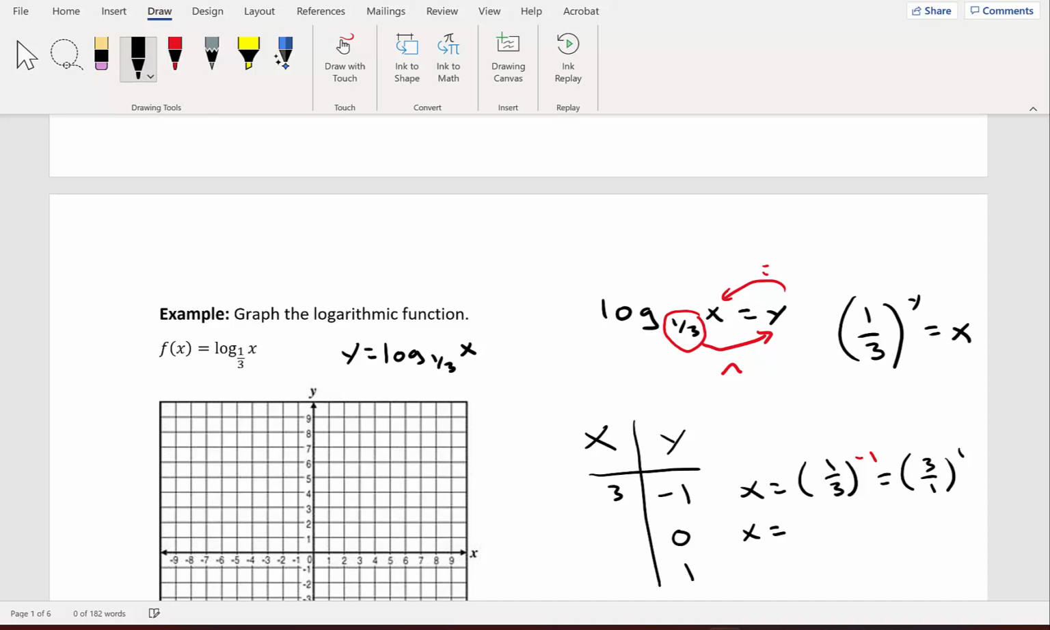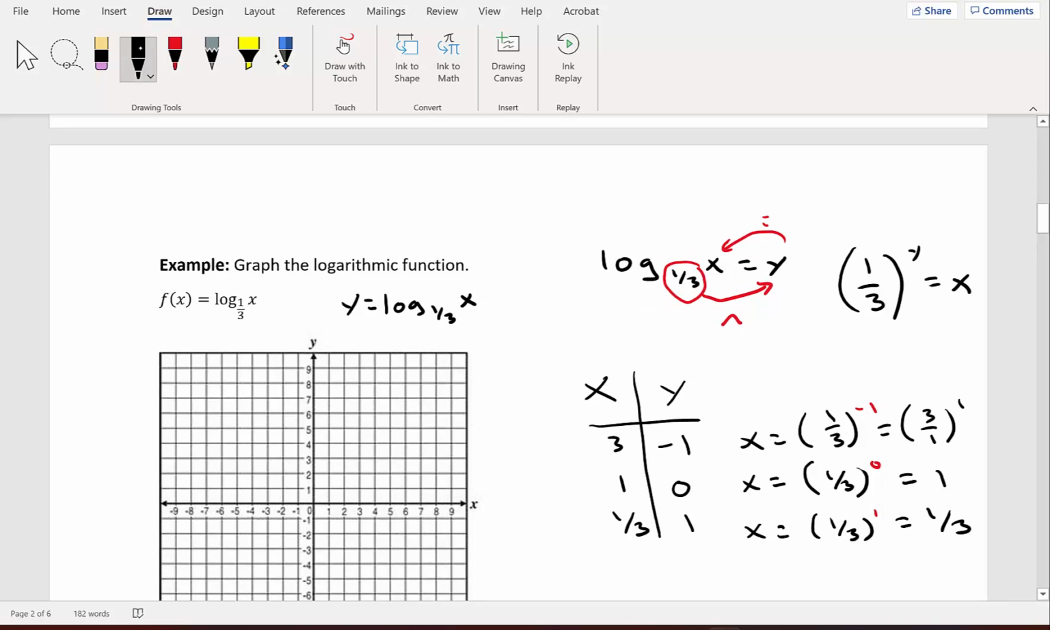Now if I plug in 0, I have 1/3 raised to the 0th power. 1/3 raised to the 0th power just gives me 1. Anything raised to the 0th power is equal to 1. If I plug in 1 for my y, I get 1/3 raised to the first, which gives me 1/3.